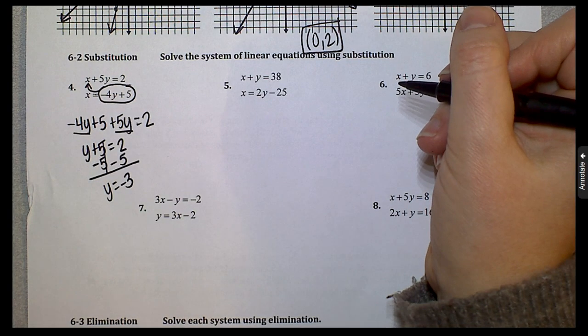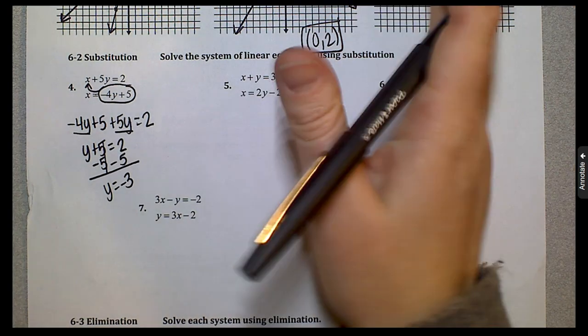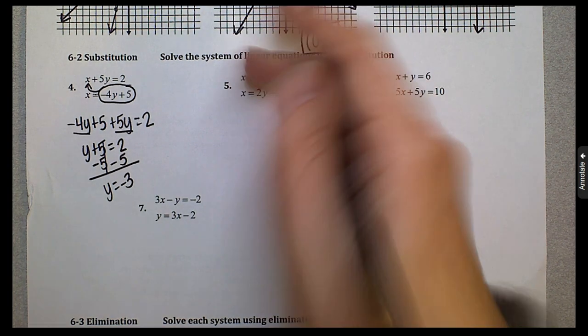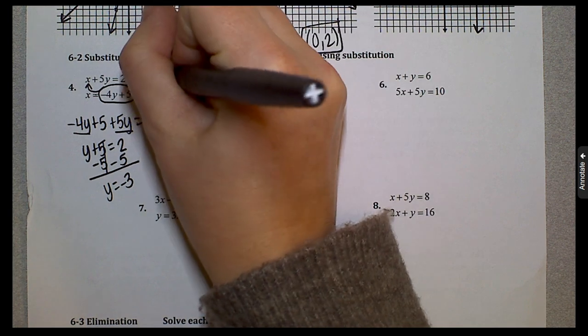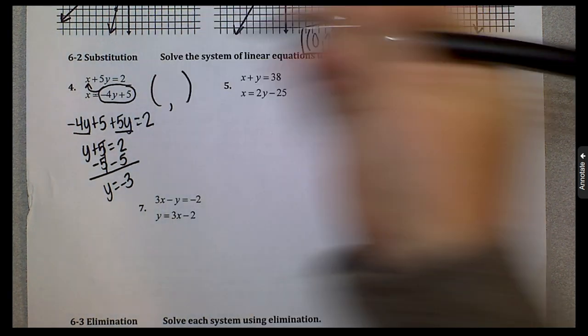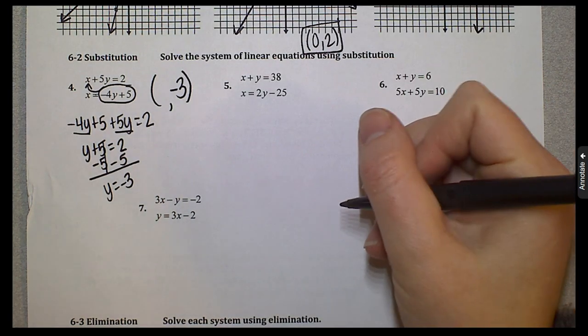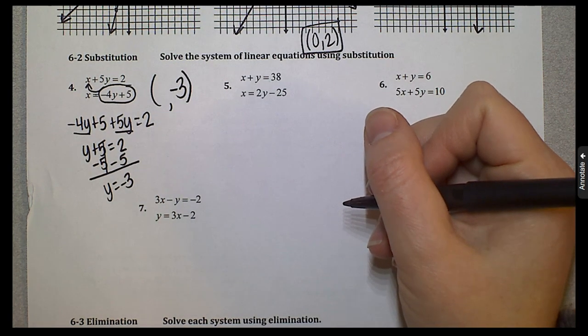Okay. Just as a reminder, this is what I always do when I'm doing systems, because I tend to get distracted. You're like, yeah, I'm good, I solved it. I always put my point right there, and I remind myself, I only have half of an answer. So please make sure you're finding x and y for every single problem.